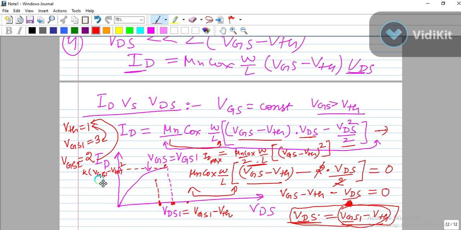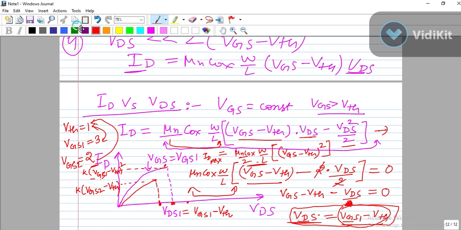Now for this, if I'm reducing VGS, I kept VGS2. So this value will also reduce, so the maximum value reduces. So it is K, VGS2 minus VTH. Okay, so it will go like this.